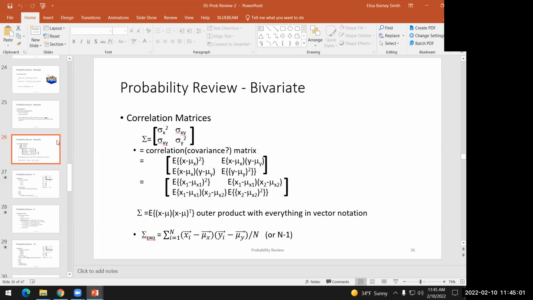If you want to check your numbers for your covariance matrix with me, just email me or bring your laptop here to class. I'm willing to tell you whether you did it right or not.